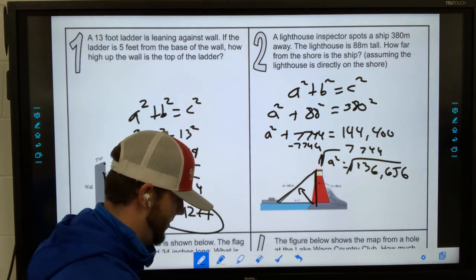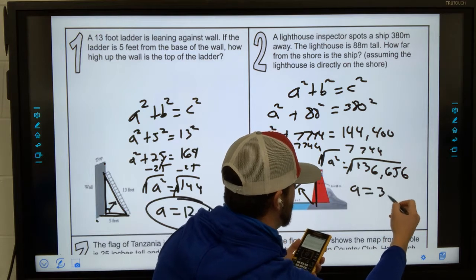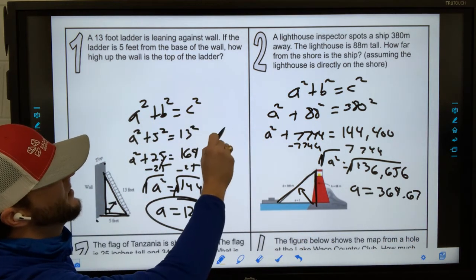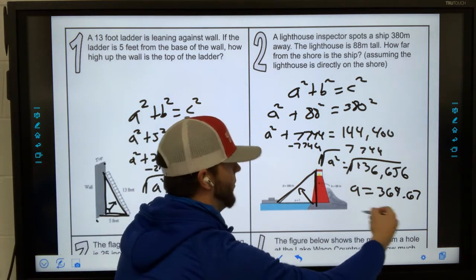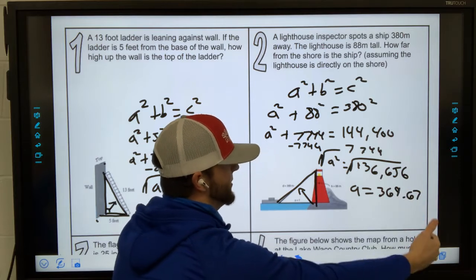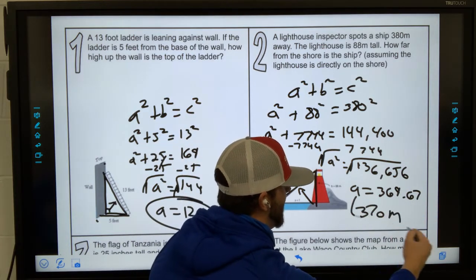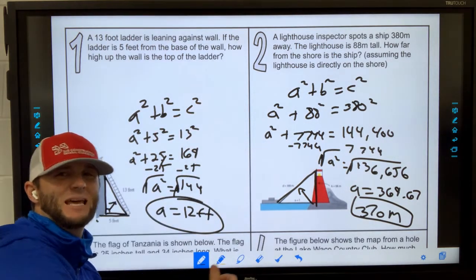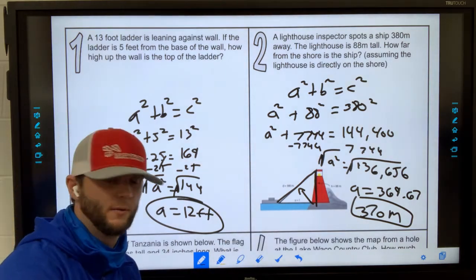So I'm going to take the square root of that number, and A is going to be 369.67. Okay, this is assuming the lighthouse is directly on the shore. If we want to round up or round down, it's going to be about 370 meters. So it's going to be about 370 meters away if we round up, okay? So we use the Pythagorean theorem to get an actual number on how far that ship is away from the shore, okay?